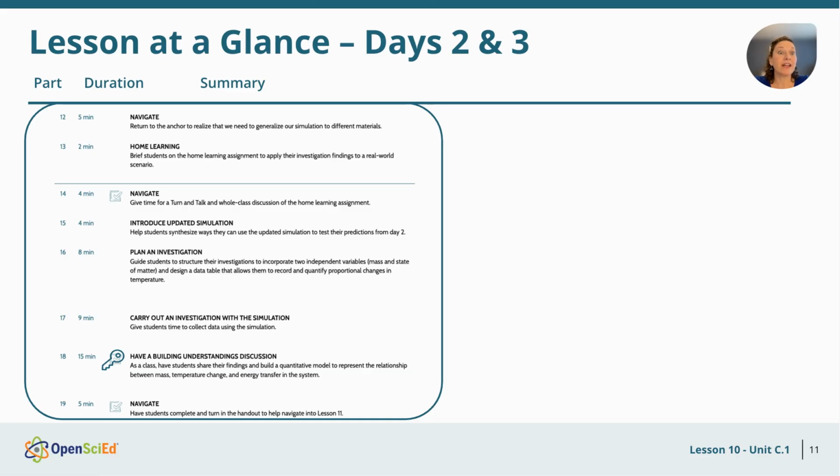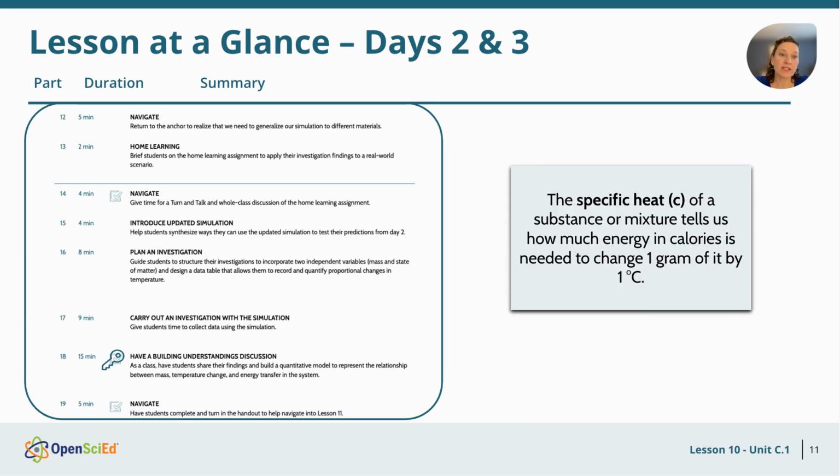Then in the fourth loop, which stretches across the end of day 2 and all of day 3, we plan and carry out yet another investigation, but this one is an updated simulation. And we figure out that the specific heat of a substance or a mixture tells us how much energy in calories is needed to change 1 gram of it by 1 degree Celsius. We have an equation to calculate the heat transfer to a glacier from warm water, but we may not have the information we need to apply this equation to the context of the Ilulissat Glacier.